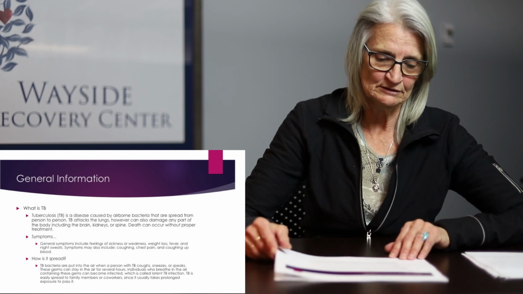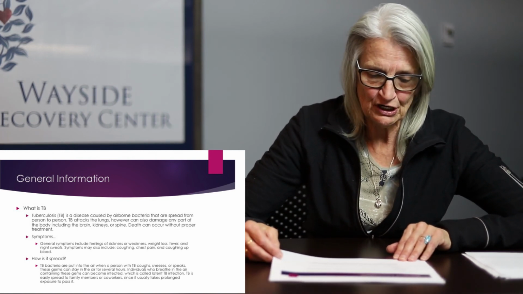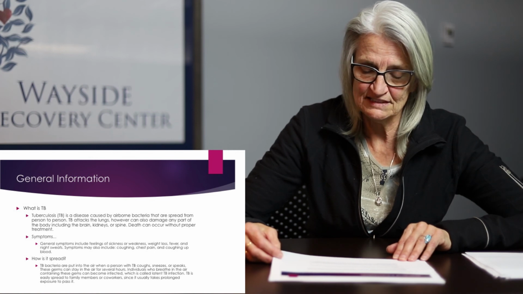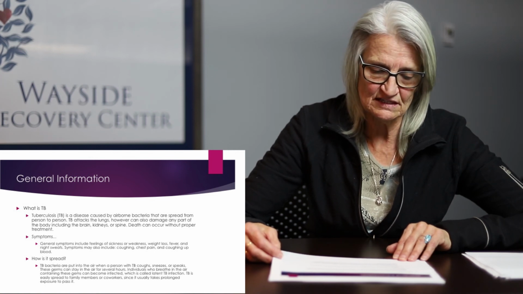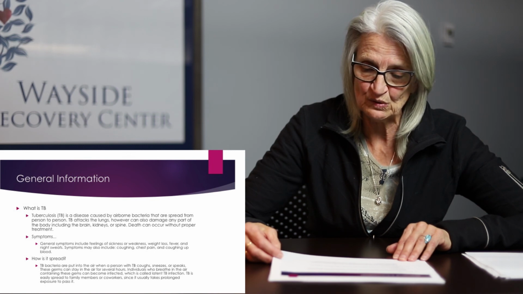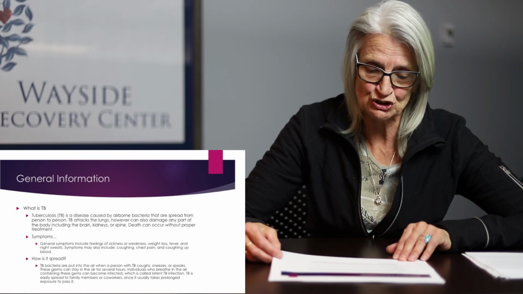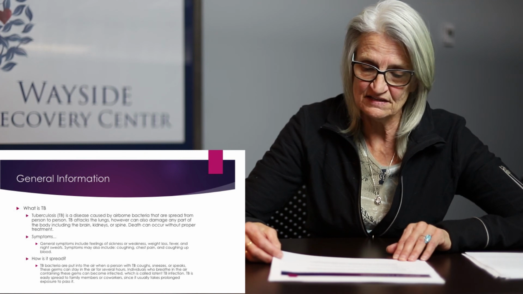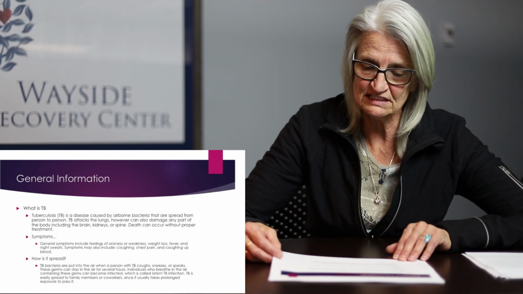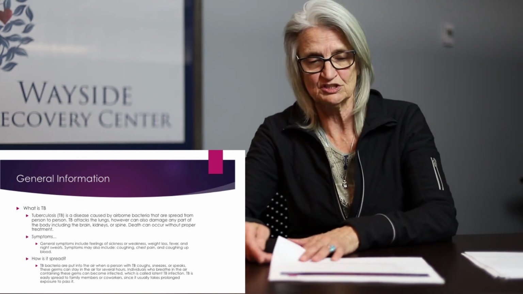How is it spread? TB bacteria are put in the air when a person who has TB coughs, sneezes, or speaks. These germs can stay in the air for several hours. Individuals who breathe in the air containing these germs can become infected. This is called latent TB infection. TB is easily spread to family members or co-workers since it usually takes prolonged exposure to pass it.